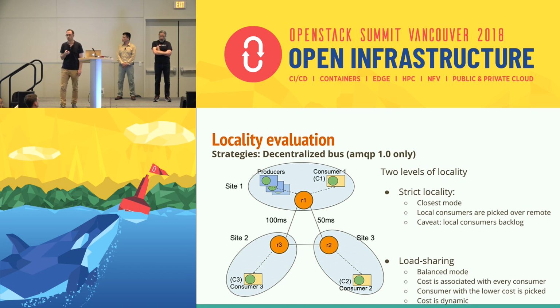That's why there is another mode of locality, which is load sharing. It is also known as the balanced mode. In this mode, your routers are able to share the load between remote sites. How does it work? A cost is associated with every consumer, and the consumer with the lowest cost is picked. And the cost is dynamic, meaning that for every message, a router will compute a cost and see where it should send the message according to the cost it computed.